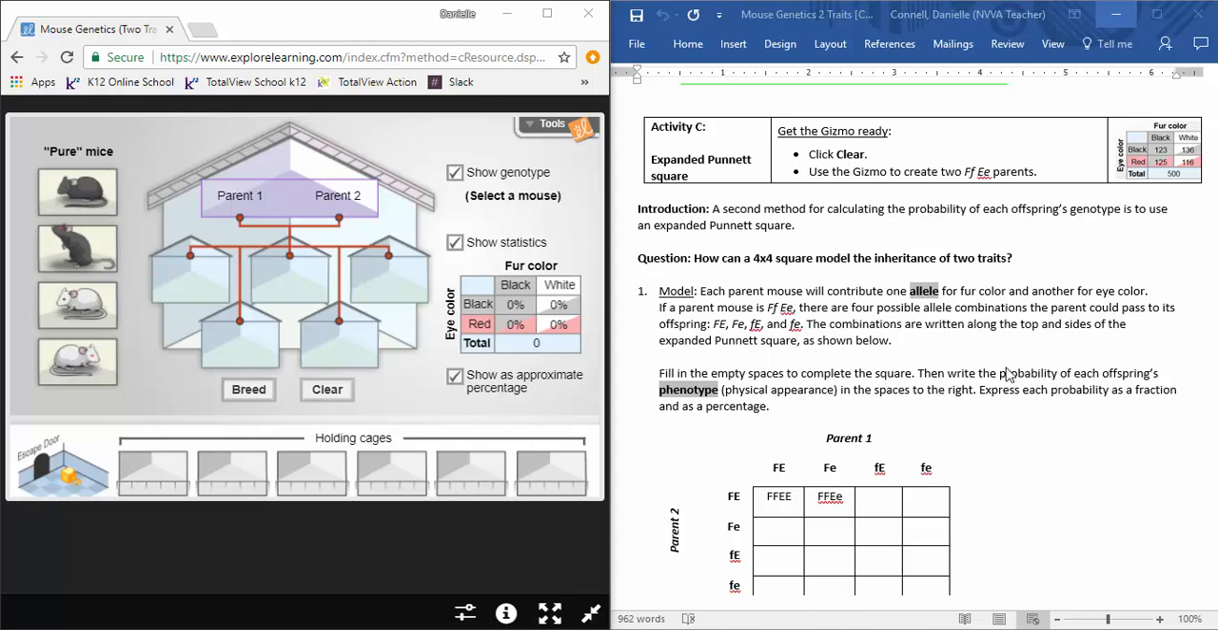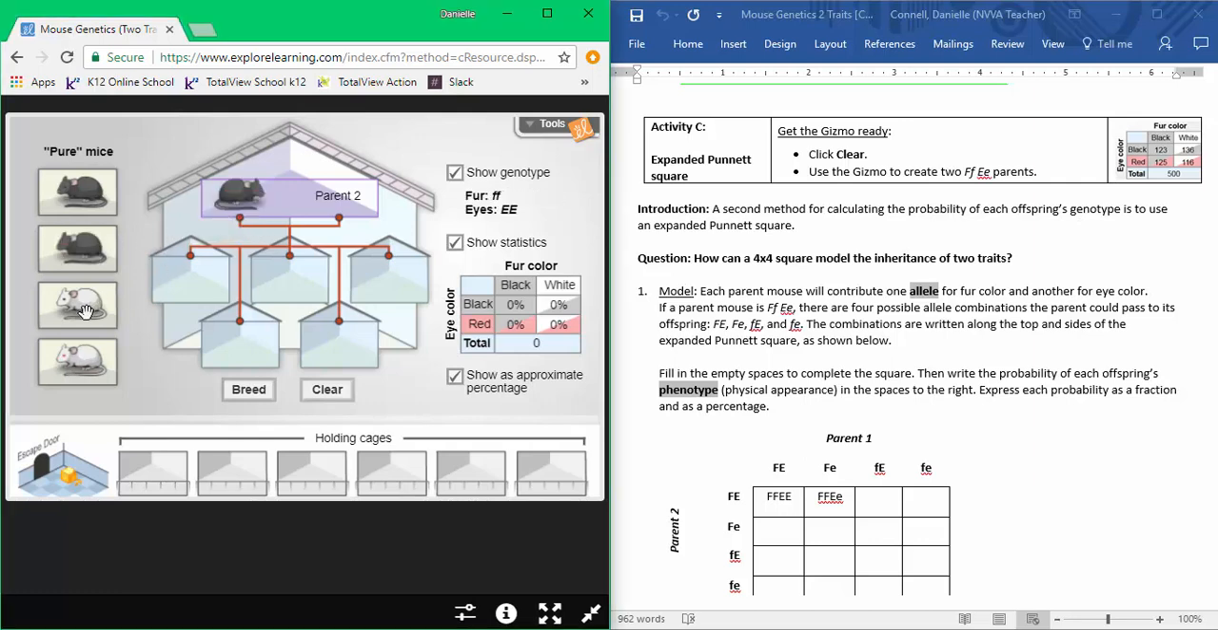So we're on our last activity with the gizmo. I've already clicked clear as it told me in my box, and then it said use the gizmo to create two parents with these genotypes. So I'm going to go ahead and do that really quick so I have it out of the way.